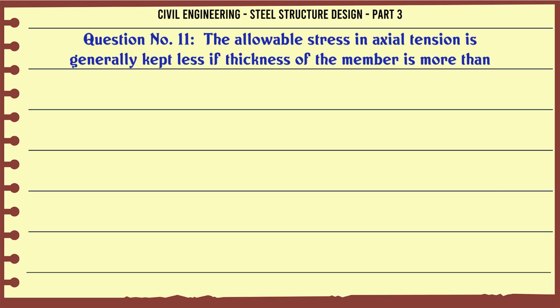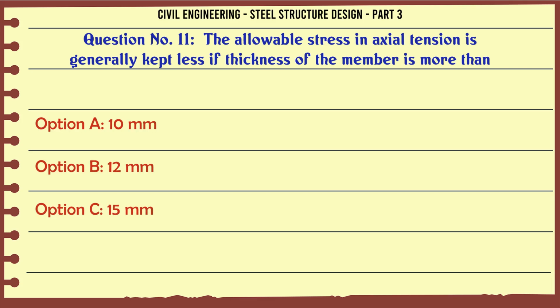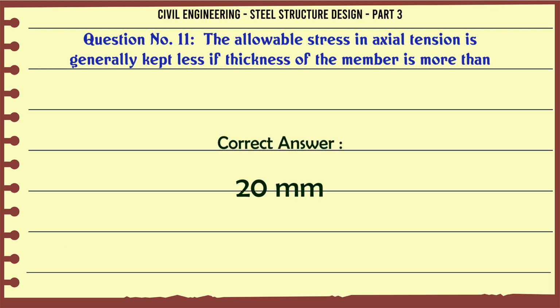The allowable stress in axial tension is generally kept less if the thickness of the member is more than: A, 10 mm; B, 12 mm; C, 15 mm; D, 20 mm. The correct answer is 20 mm.